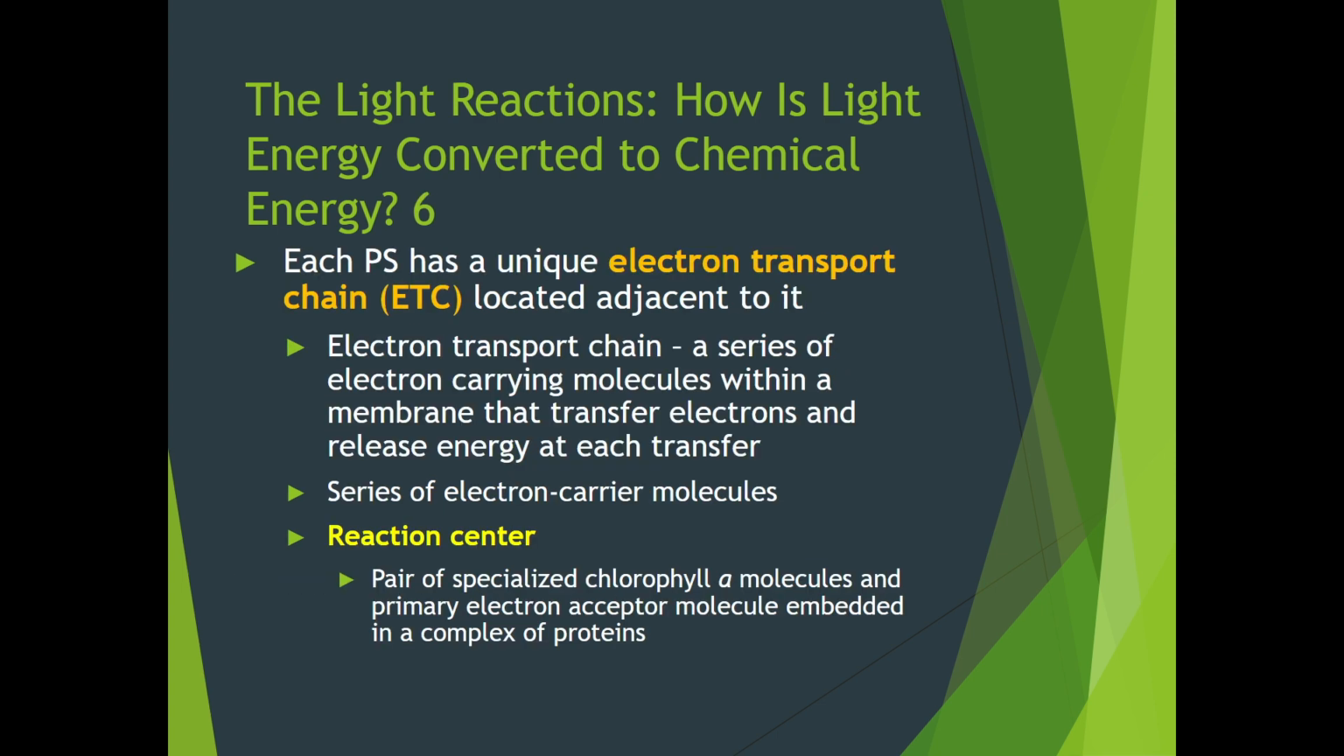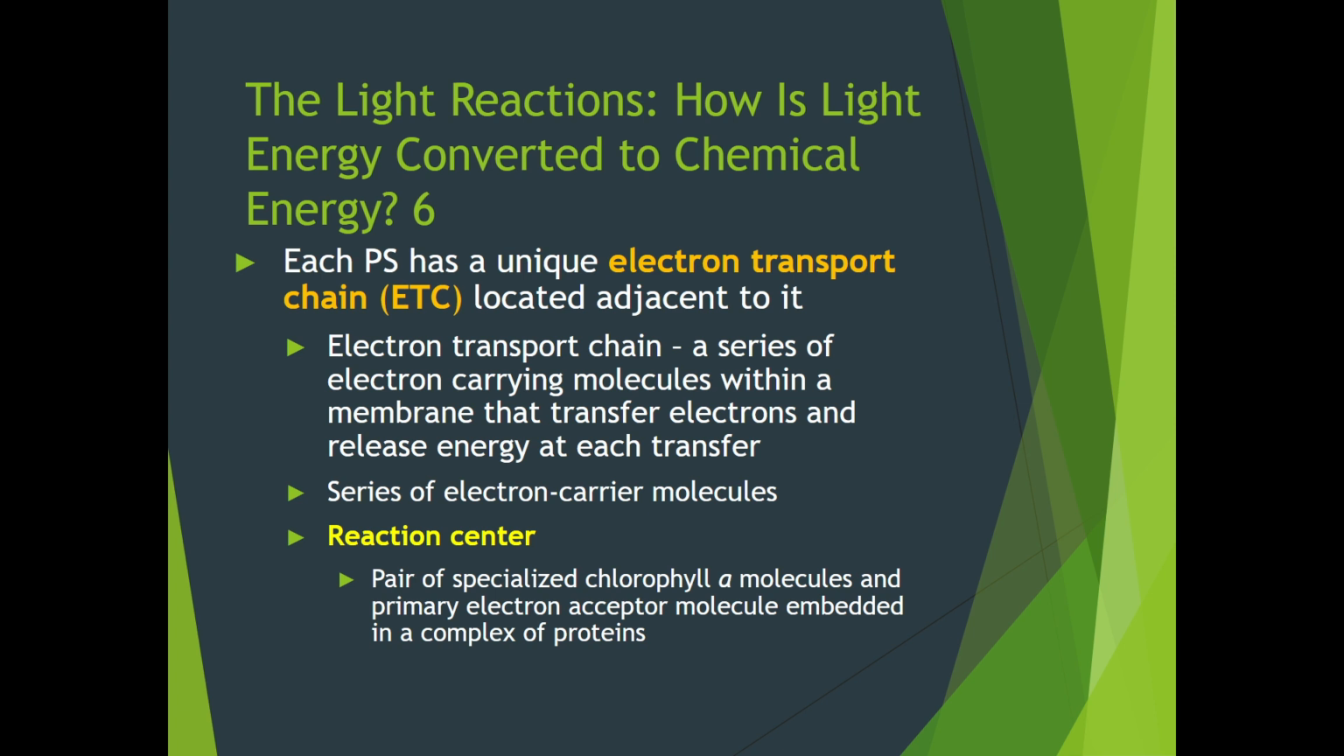And each photosystem, whether it's 1 or 2, has a unique electron transport chain associated with it, or located adjacent to it. So in the thylakoid membrane, we have photosystems that contain chlorophyll, and that's where light is absorbed. Then that high energy is passed as electrons to associated electron chains that are related to photosystem 2 and 1. And remember that an electron transport chain is something we saw with cellular respiration. It's a series of electron-carrying molecules within a membrane that transfer electrons and release energy at each transfer.